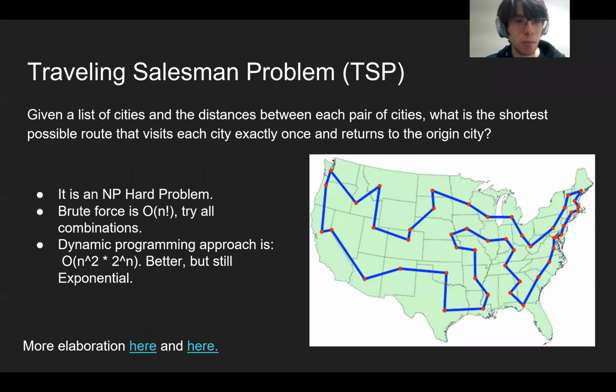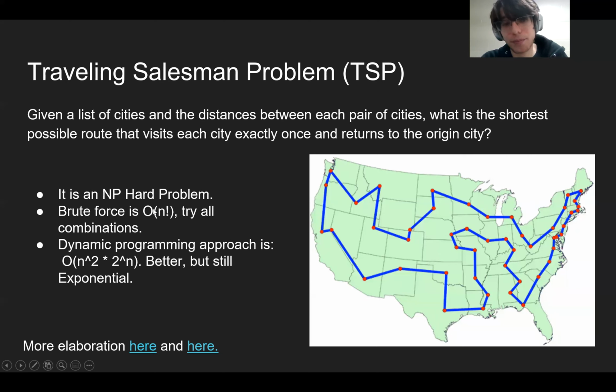And okay, I guess there's a little more, so let's go through that. The TSP problem, for example, is one which is NP complete, and it's a problem which asks, given a list of cities and distances between each pair of cities, what is the shortest possible route that visits each city exactly once and returns to the origin city? It's closely related to the Hamiltonian path problem, in that you want to visit everything exactly once and return back to your starting point.